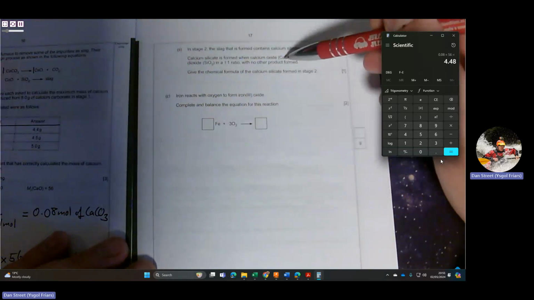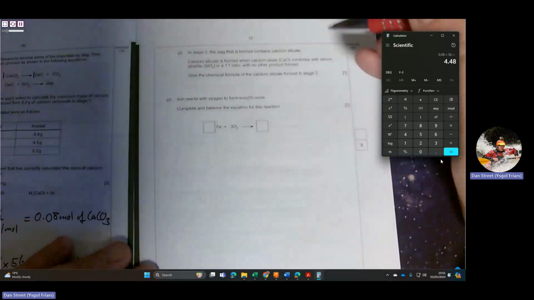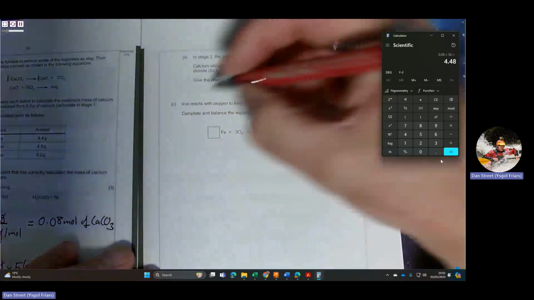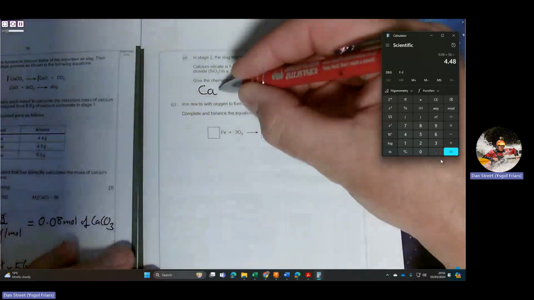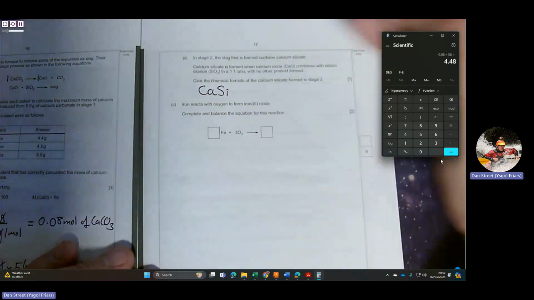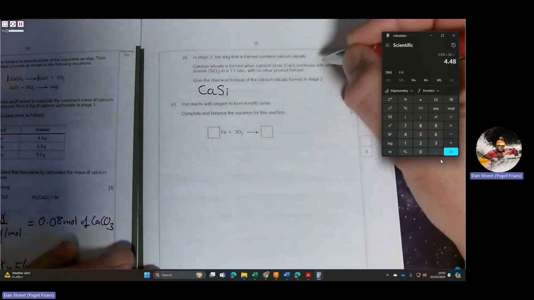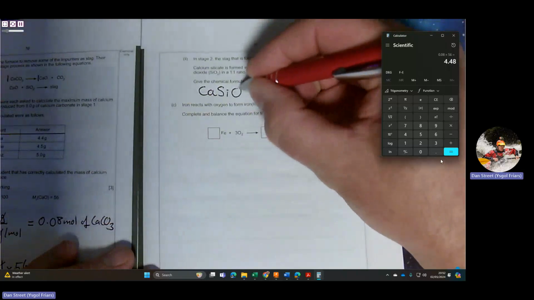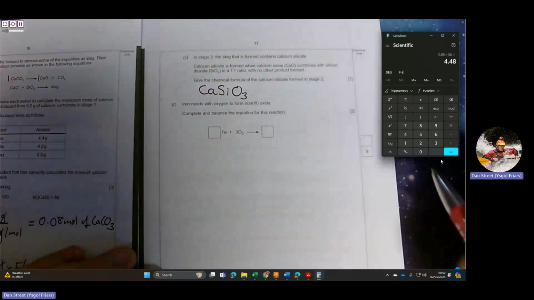So basically, we've just got to add these two chemical formulas together, or the elements in them. It's called calcium silicate, so let's start off with the Ca. As it's silicate, let's put the Si next. So there's 1 calcium and 1 silicon, and the other element present is oxygen, of which there are a total of 3 atoms. So the formula for calcium silicate is CaSiO3.